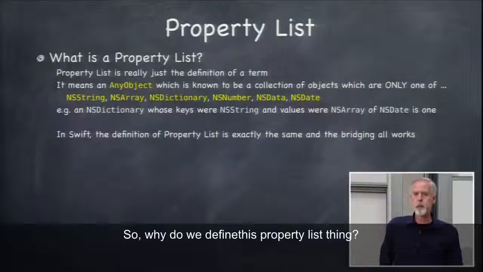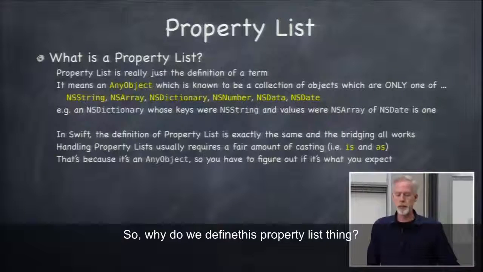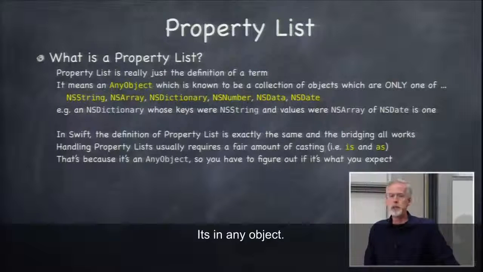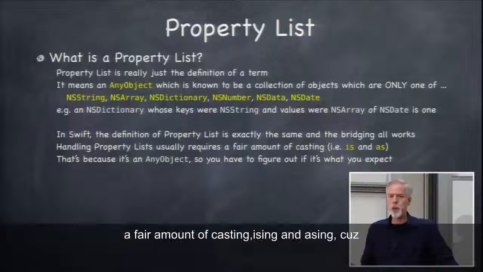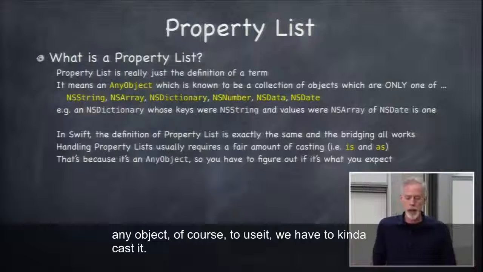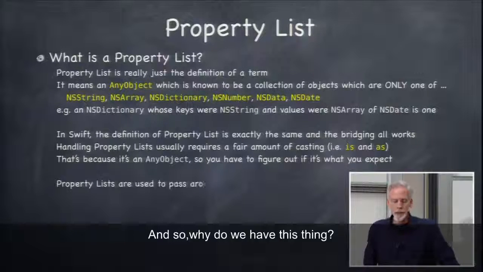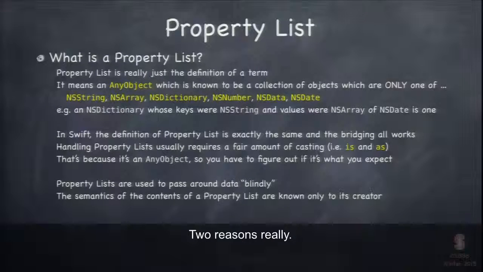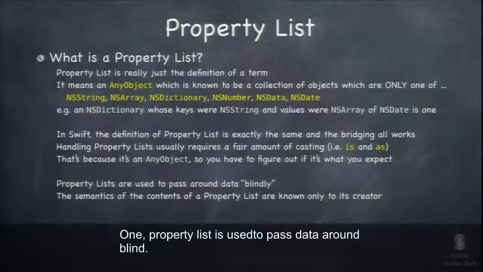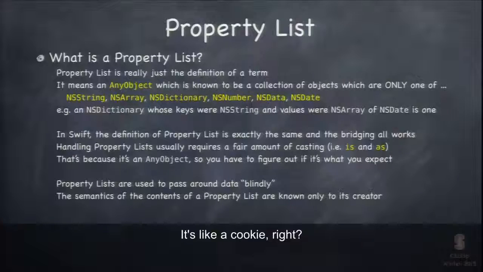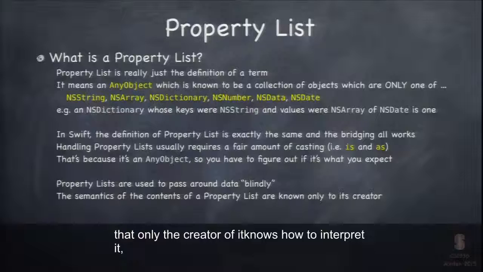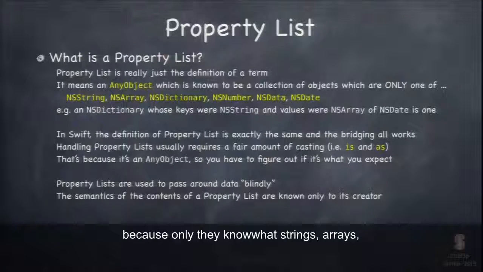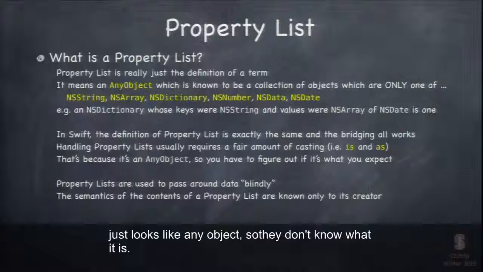So why do we define this property list thing? It's an AnyObject. It's kind of unwieldy because you have to do a fair amount of casting, ising, and asing, because to use AnyObject, we have to cast it. So why do we have this thing? 2 reasons, really. One, property list is used to pass data around blind. It's like a cookie in a browser or something. It's just a bundle of data that only the creator of it knows how to interpret, because only they know what strings, arrays, dictionaries, and stuff are in there. But to everyone else, it just looks like AnyObjects, so they don't know what it is.